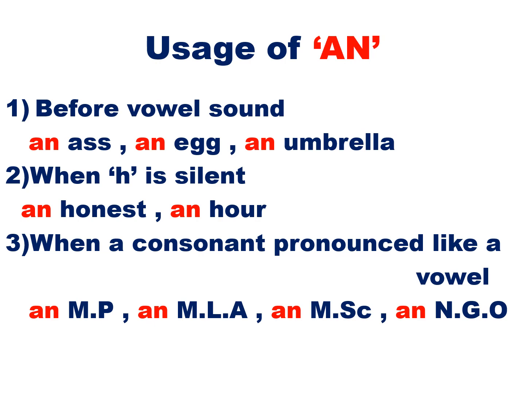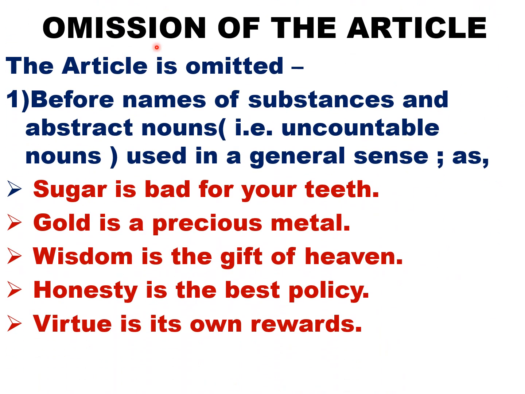Omission of the article. The article is omitted before names of substances and abstract nouns. Sugar is bad for your teeth. Gold is a precious metal. Here, sugar and gold are uncountable nouns. There is no need to use articles before these words.